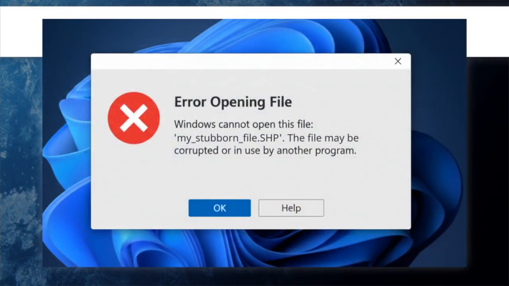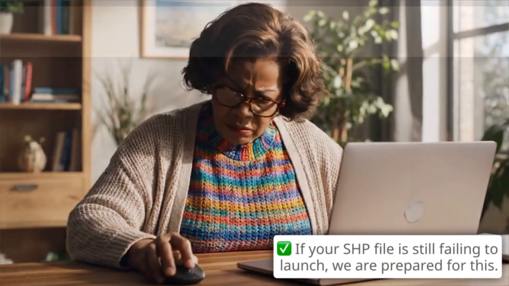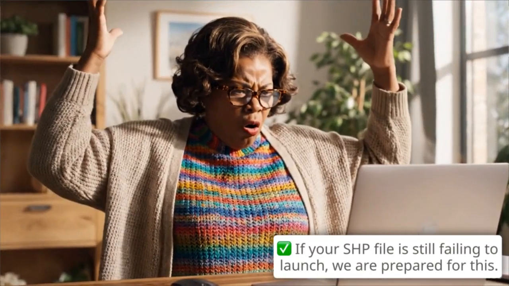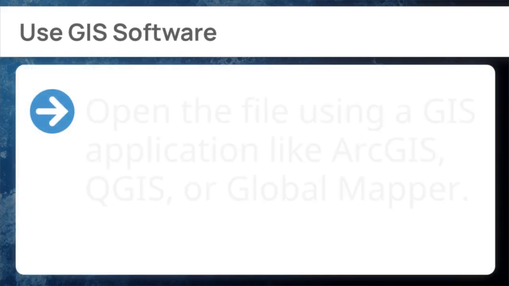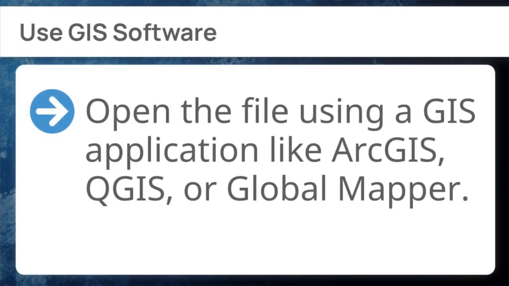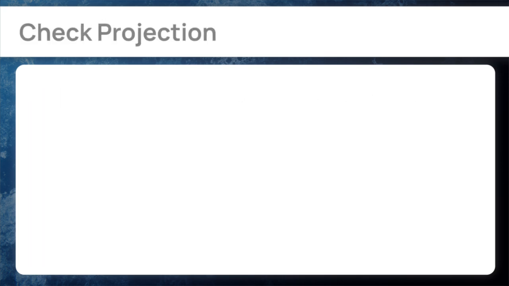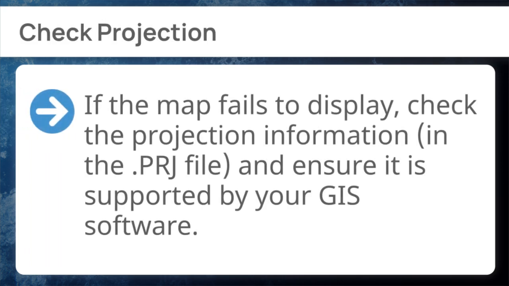If your SHP file isn't cooperating, don't worry. If your SHP file still refuses to load, we are dealing with one of three predictable errors. Let's check them off with this easy list right now. First, use GIS software. Open the file using a GIS application like ArcGIS, QGIS, or Global Mapper. Next, check associated files. Ensure all associated files, e.g. .shx, .dbf, .prj, are present in the same directory as the SHP file relies on them. Finally, check projection. If the map fails to display, check the projection information in the PRJ file and ensure it is supported by your GIS software.